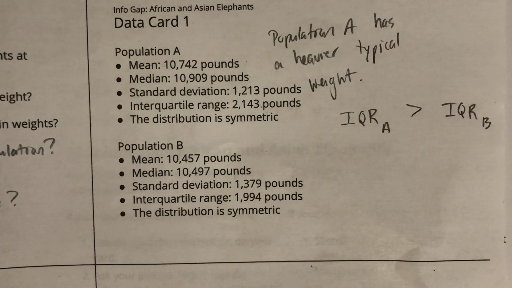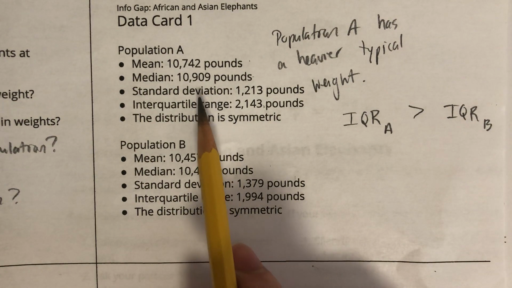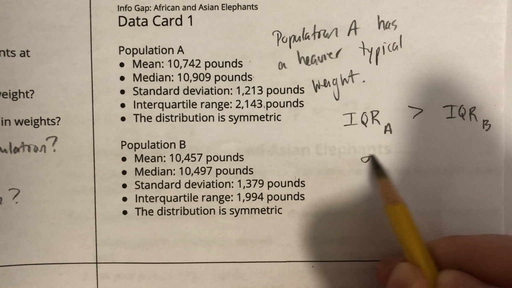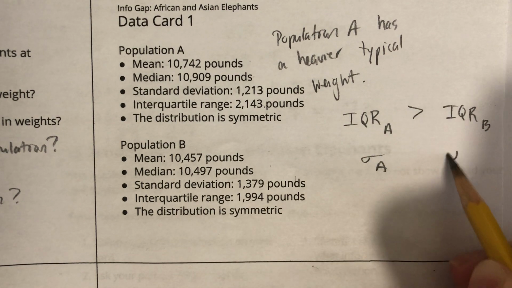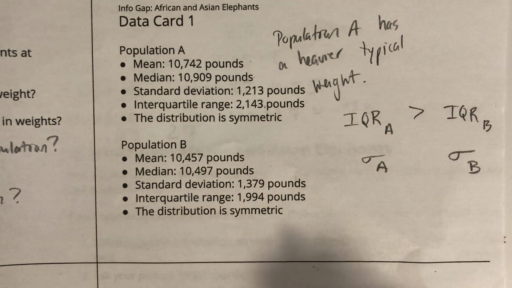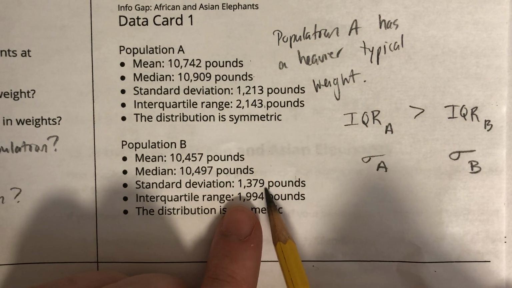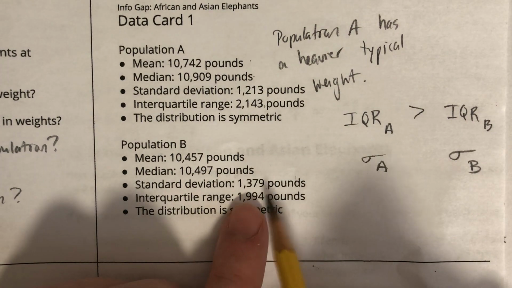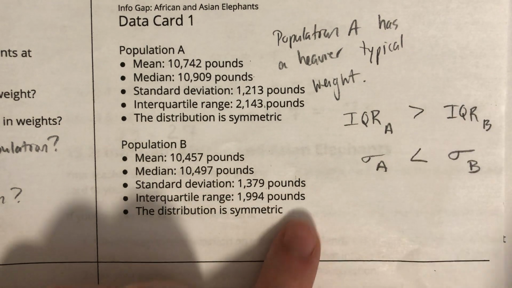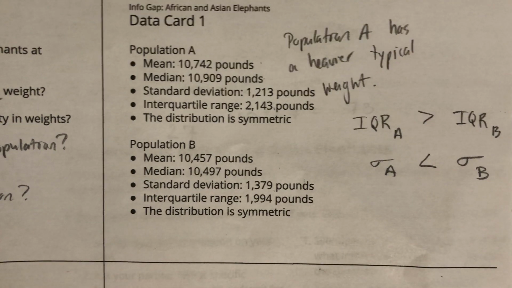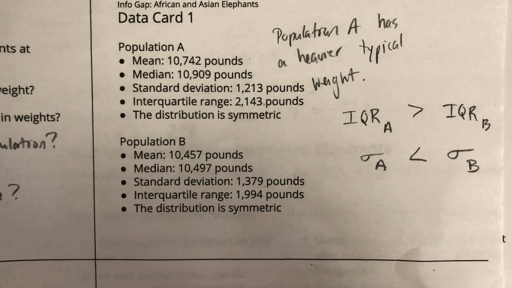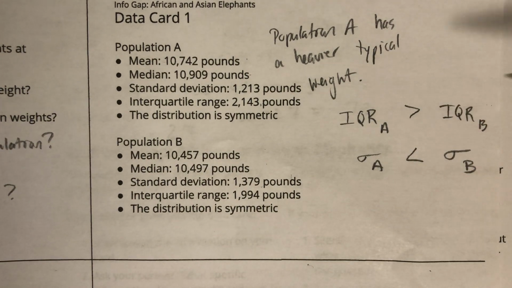If I take a look at the standard deviation for population A and for population B, I've got 1,213 and 1,379, so B would be greater than A. So here again is a situation where we have an inconsistency. It's not going to be so easy to tell which one has greater variability.